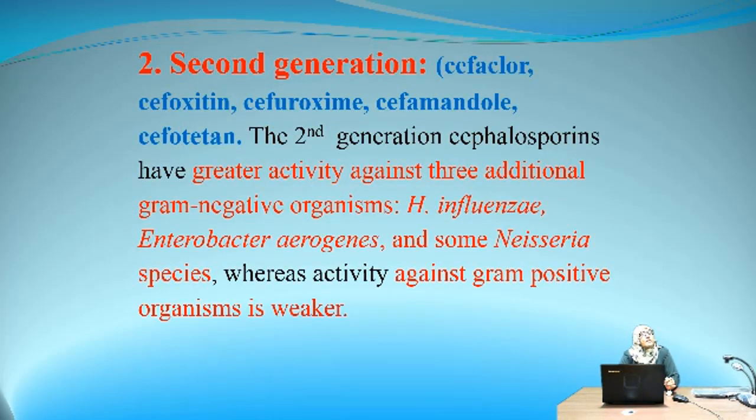The second generation of cephalosporins involves cefaclor, cefoxitin, cefuroxime, cefamandole, and cefotetan. The second generation cephalosporins have greater activity against three additional gram-negative organisms, such as H. influenzae, Enterobacter aerogenes, and some Neisseria species, whereas activity against gram-positive organisms is weaker.